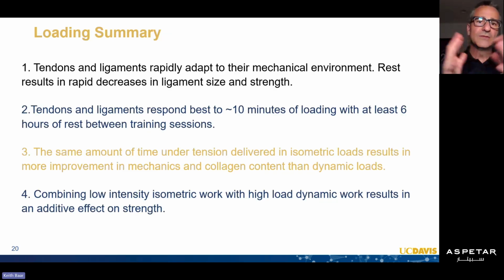All right, so when we load tendons and ligaments, they rapidly adapt. They actually respond within 10 minutes, and then it takes 6 to 8 hours before they're able to respond to another stimulus. So doing 10 minutes of activity, 8 hours of rest, and then doing your training, now you've gotten two loads on those tendons and ligaments. That's going to give you better tendon and ligament stiffness and strength.